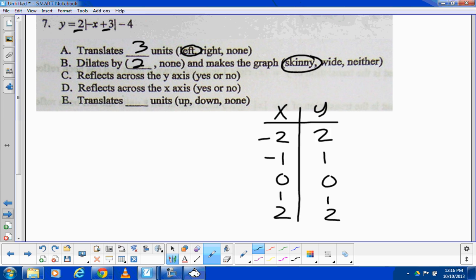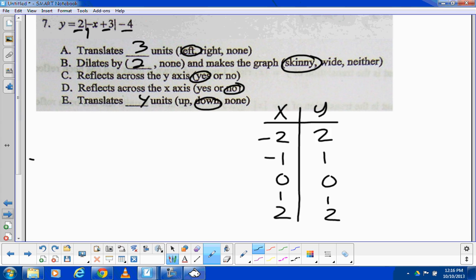All right, let's see what it's going to reflect across. So I only have one negative sign. The negative is on the inside, so that means it reflects horizontally, so it would go across the y-axis, not the x-axis. And now we're going to translate it 4 units down.